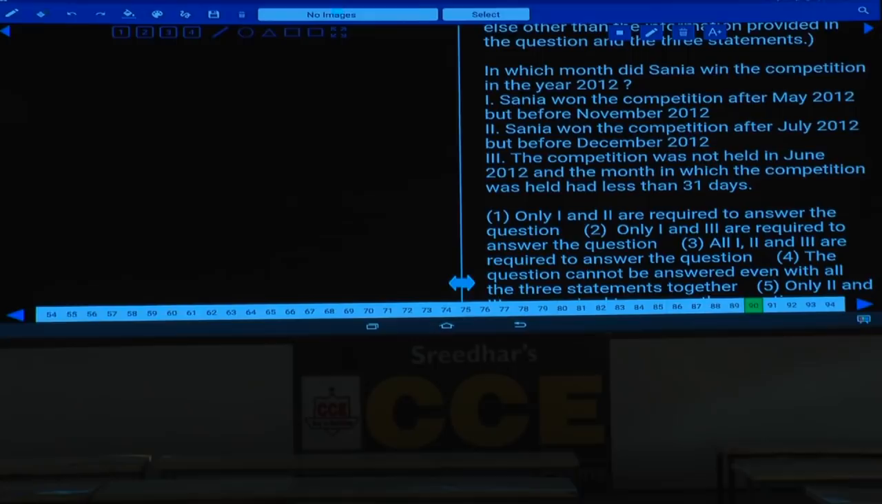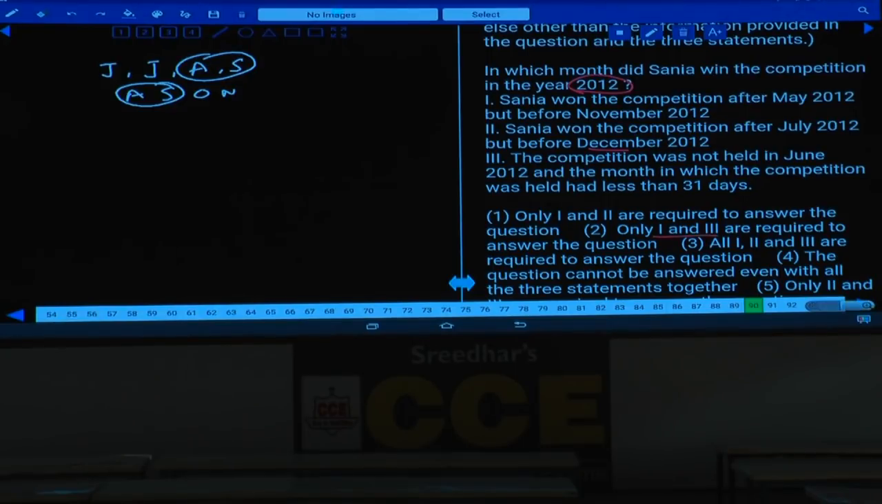Then question number 90. In which month did Sania win the competition in the year 2012? Again, if you observe here, there are 2 statements, 1 and 2. Sania won the competition after May 2012 but before November. After May and before November it could be June, July, August, September, any one of these 4. Then condition number 2: Sania won the competition after July but before December. After July, before December: August, September, October, November. How many are common between these 2? There are 2 months which are common, hence 1 and 2 is not sufficient.